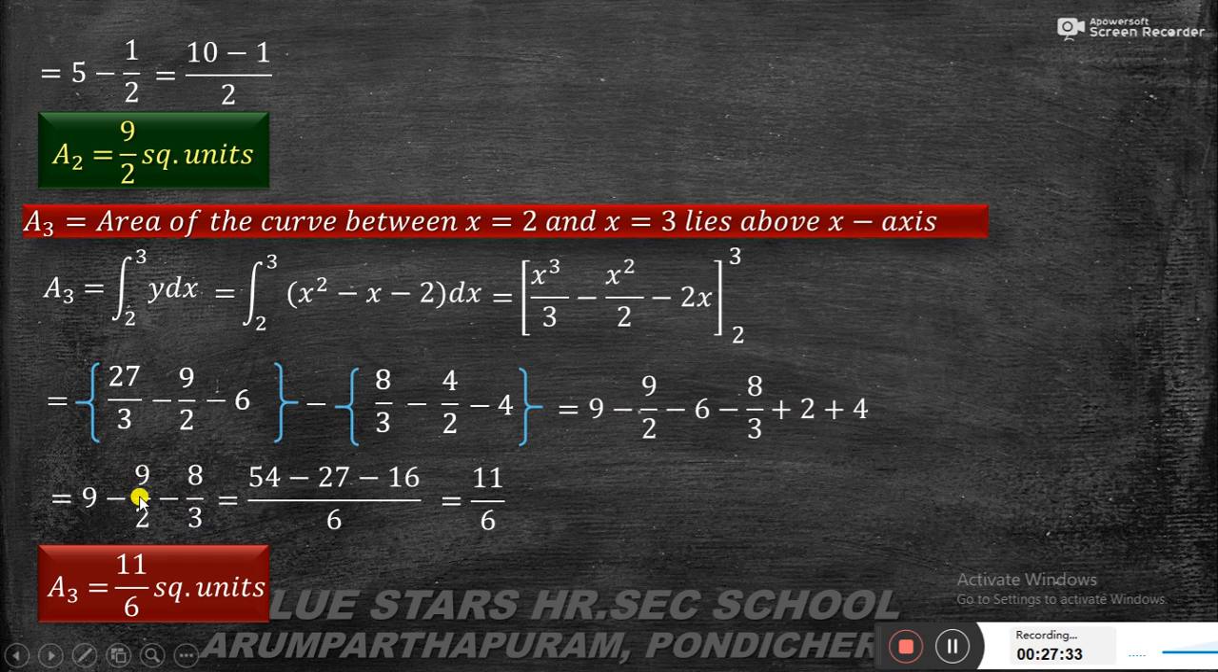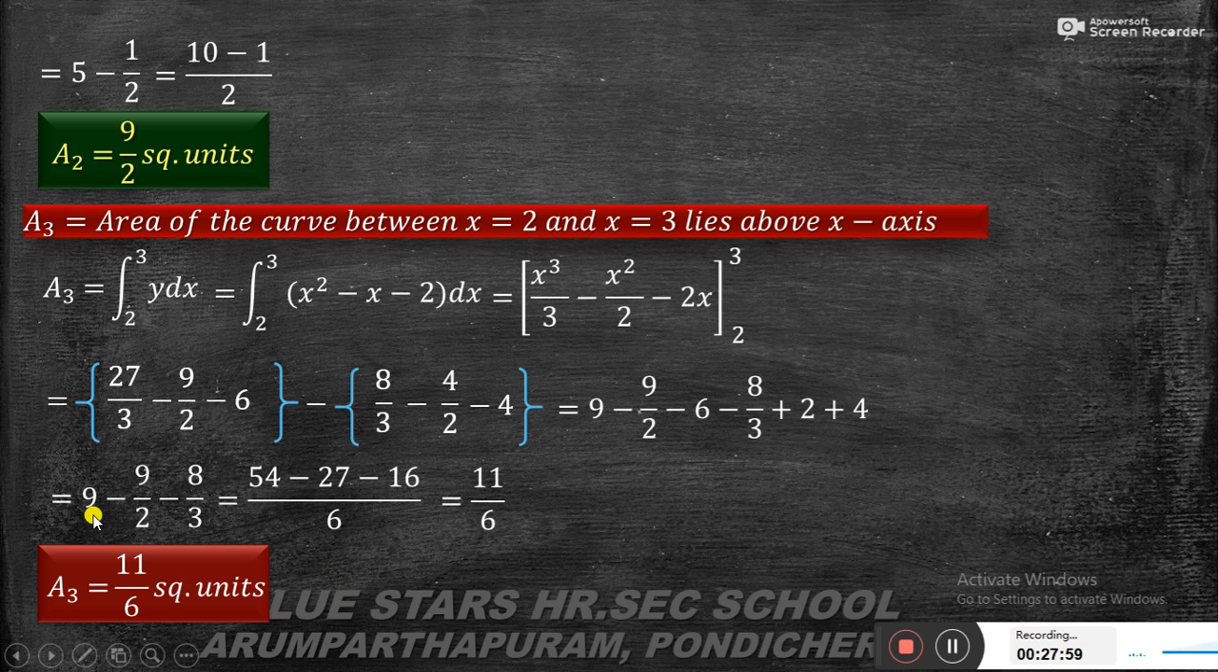Therefore you write it, LCM is 6. Therefore 9 6s are 54, minus, here 9 3s are 27, minus 8 2s are 16. We add it, so we get the answer 11 by 6. Therefore A3 equal to 11 by 6 square units. This is our answer for the given problem.